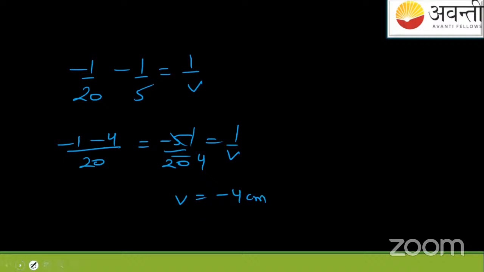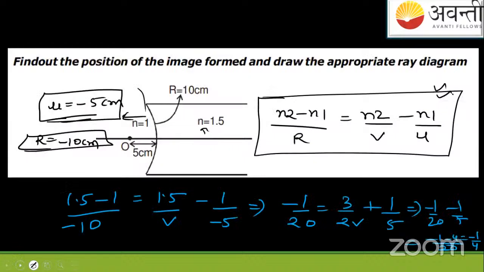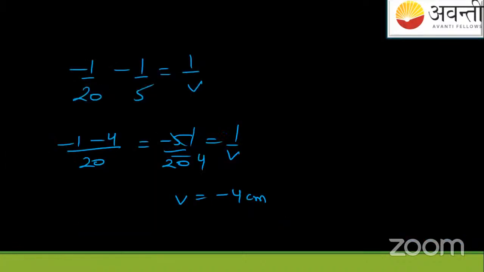Oh no, what was v? V was not like this actually. V is equal to 3 by 2v. Okay, so it is 3 by 2v. So minus 4 centimeter into, finally it will be how much? 4 into 3 by 2. So this will give you the answer v equals minus 6 centimeters.